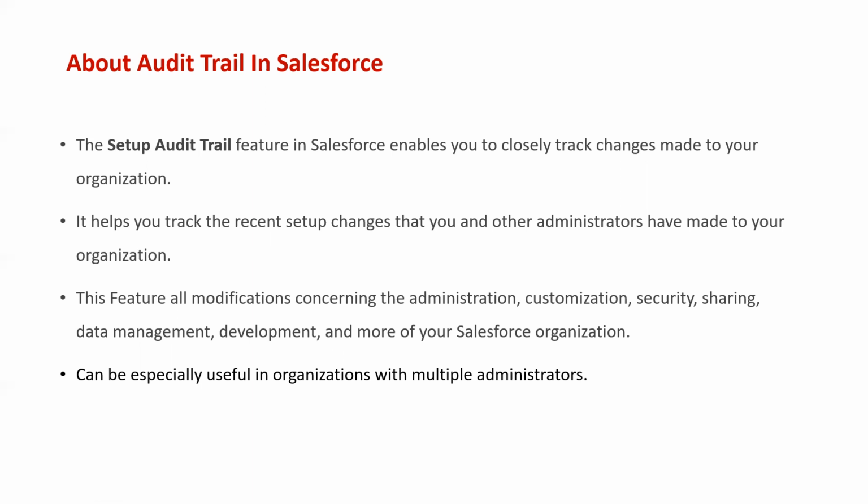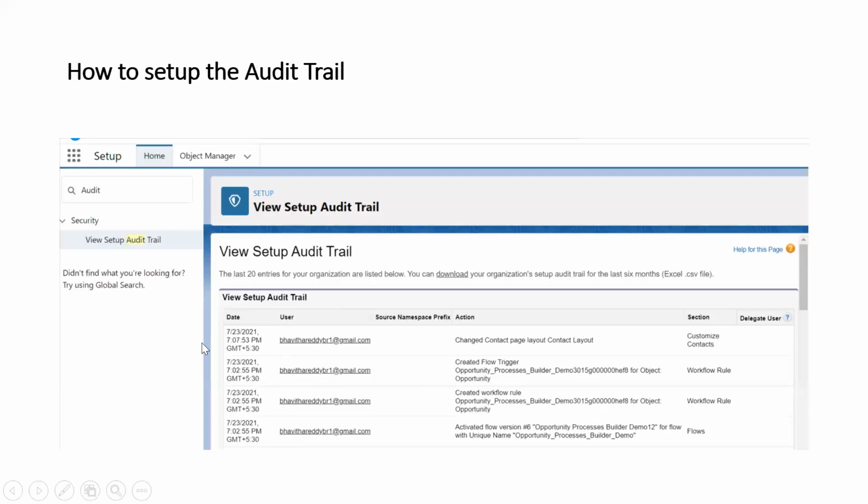I'm adding a snippet like this from our org. Go to Setup, and in the Quick Find box you can type audit trail. You will find this navigation.